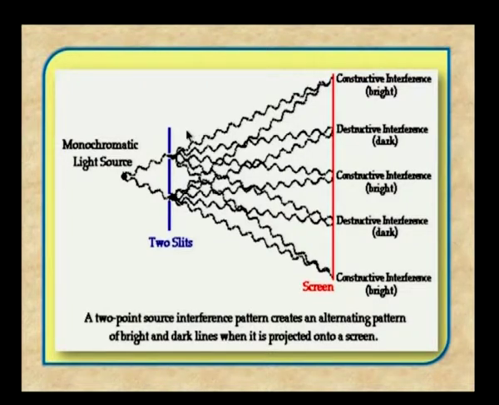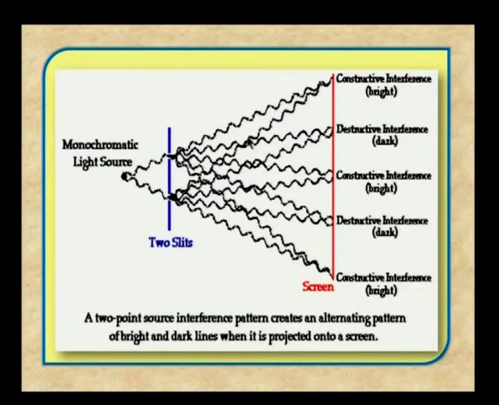Why do you say it is constructive? Because the two crests meet each other. You have a crest here, crest here. On the other hand, you see here at this point, a crest is here. What do you observe here? You observe a trough. This point is important. You have a crest here. At this point, you have a trough. Again, there is a crest here, trough here.